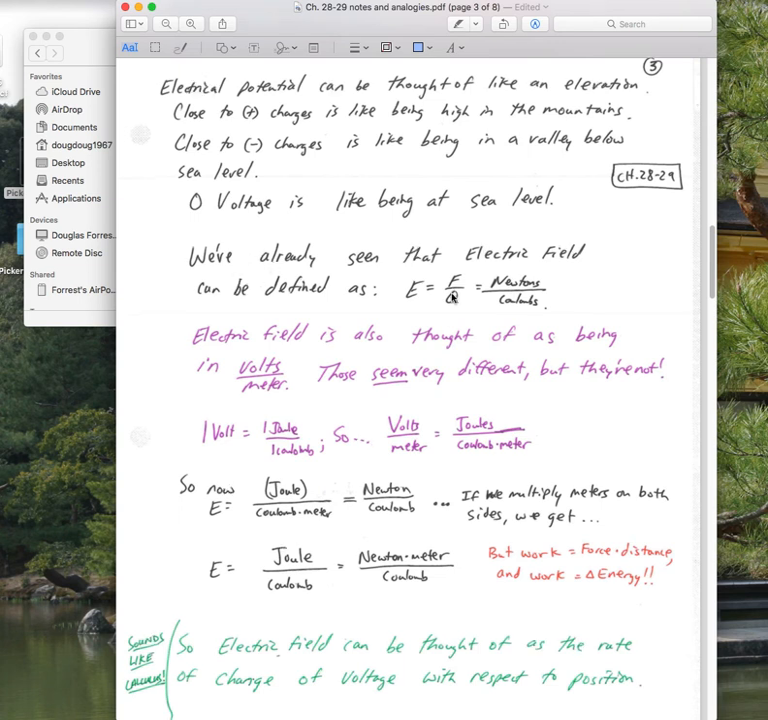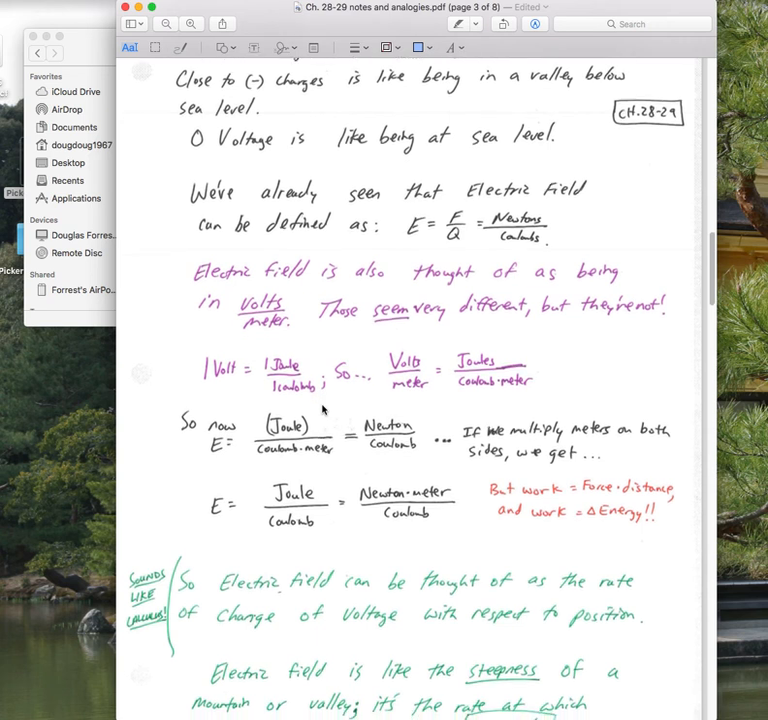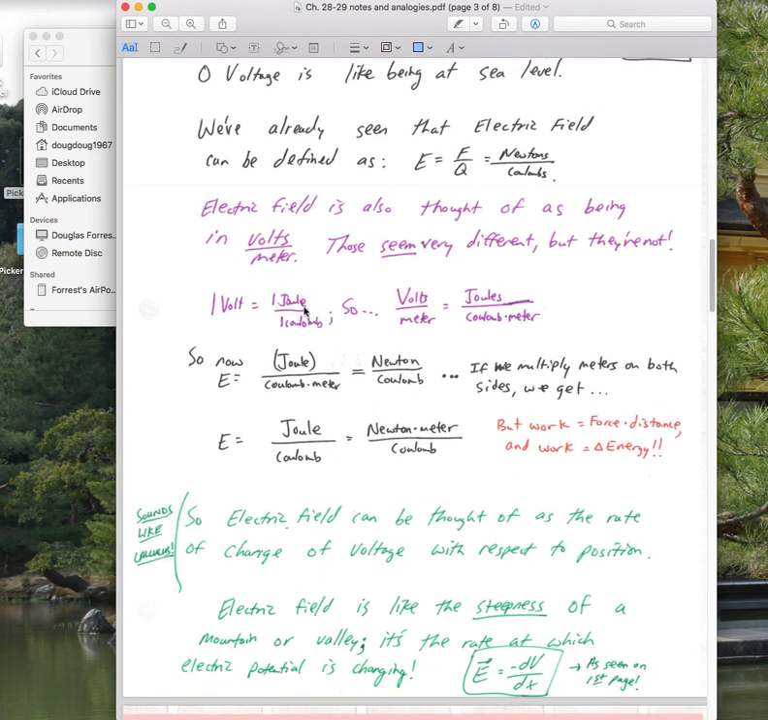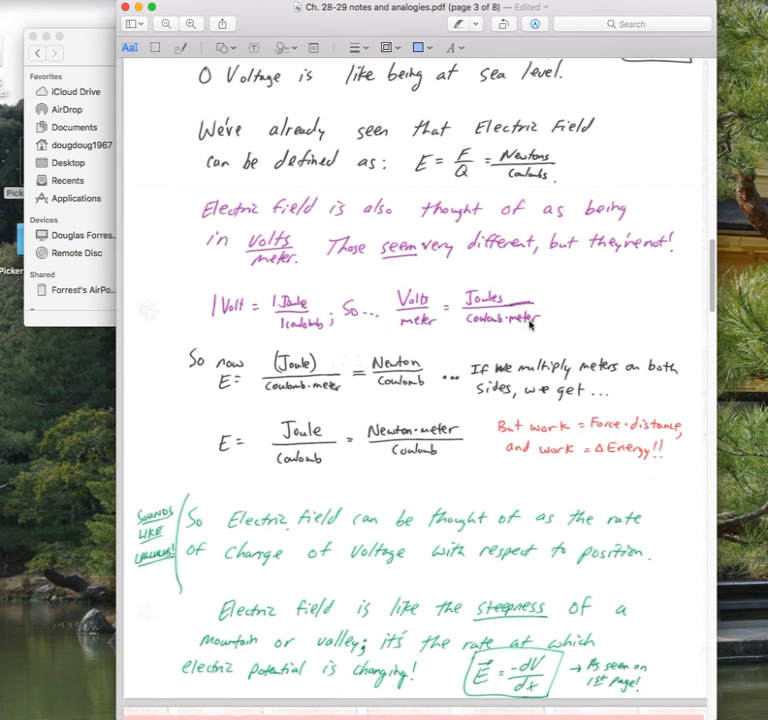We've already seen electric field can be defined as force per charge, newtons per coulomb, but we can also think of this as volts per meter. They seem different, but they're not. I think I've done this before in class, but if we think of a volt as a joule per coulomb, we see a volt per meter is equal to a joule per coulomb times meter. Okay, so voltage over distance, force over charge.